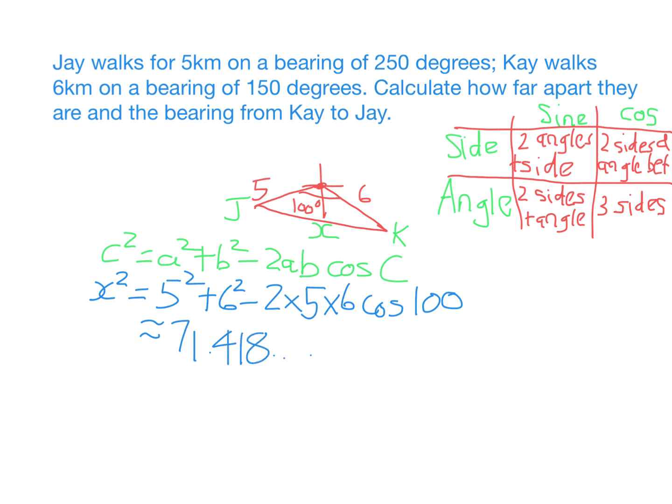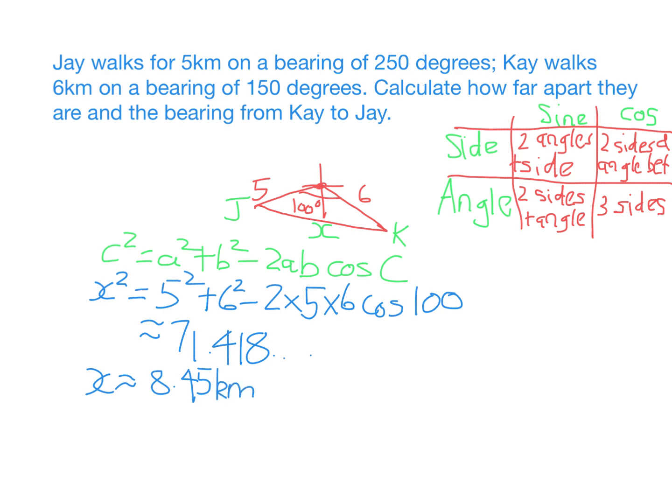So if you put all this in your calculator, you get about 71.41889 and so on. But just remember, when you're using the cosine rule for a side, you need to square root your answer. A lot of people often forget. So x will just be the square root of our answer, which is approximately 8.45 kilometers. Okay, that's how far apart they are.